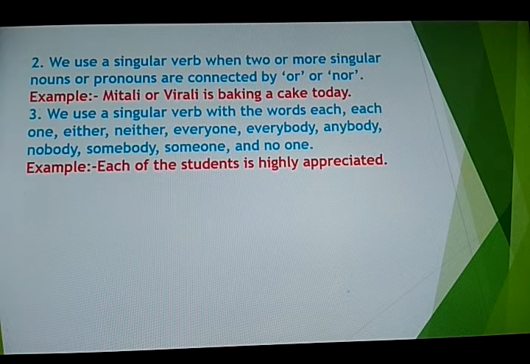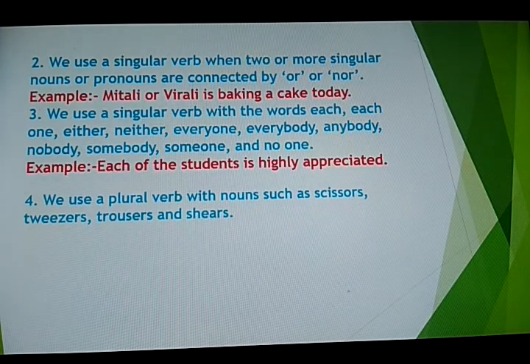Now number 3: we use a singular verb with the words each, one, either, neither, everyone, everybody, anybody, nobody, somebody, someone, and no one. Example: each of the students is highly appreciated. You can see each, so we are using the singular verb is. I'm giving only one example, the same goes for the others also. If the words each, one, either, neither are used, then we go for a singular verb.